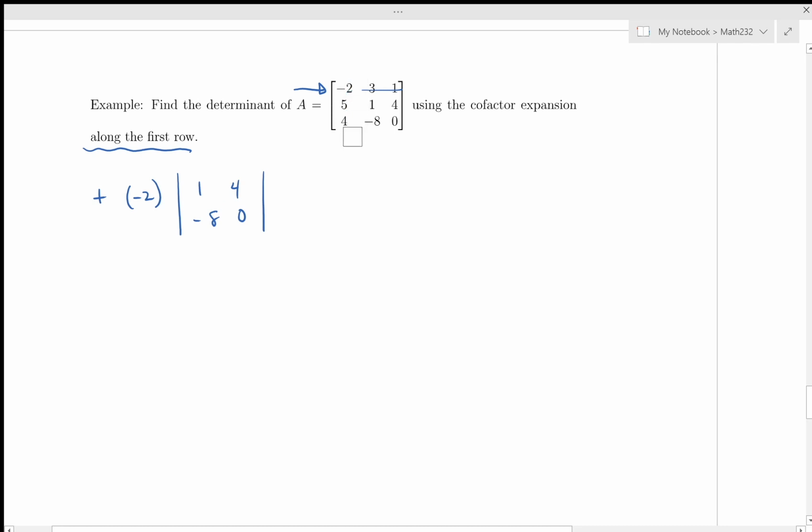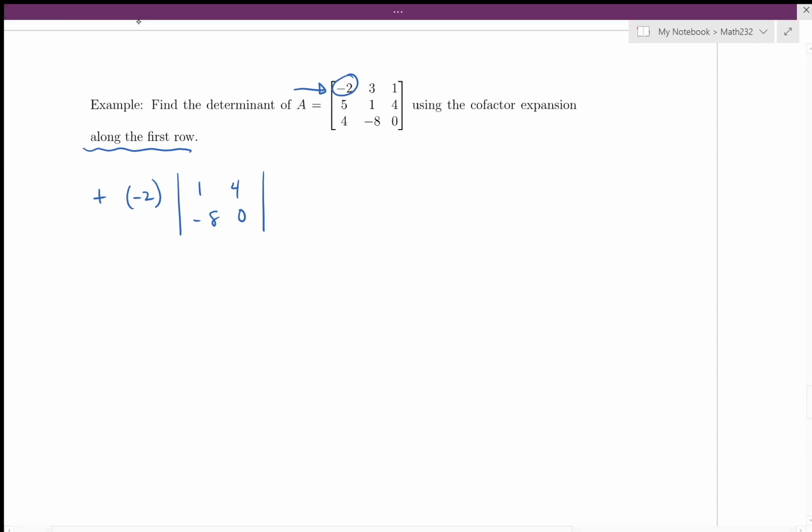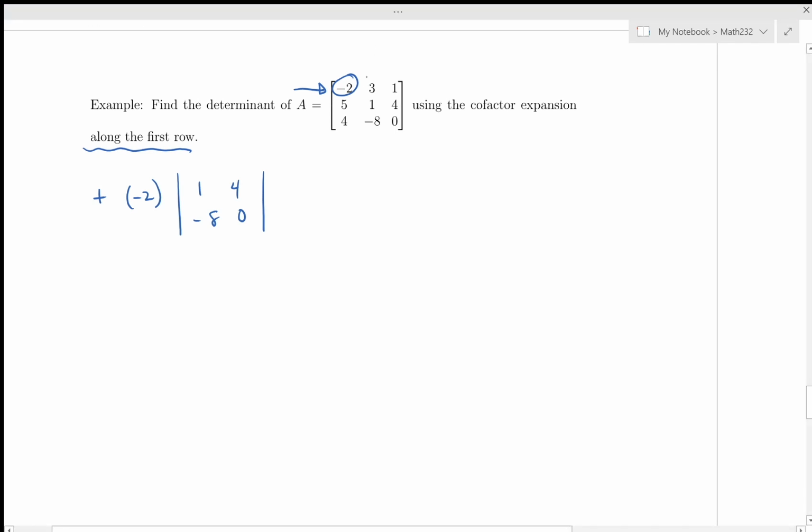Okay, then I move along to the next. So I just did that one. Now I move to this guy here, 3. And it's minus 3 times the determinant of, and I cross out the first row and the second column because 3 is in the 1, 2 position. Okay, and what is left? 5, 4, 4, 0.